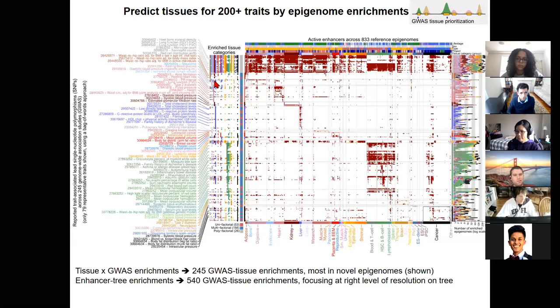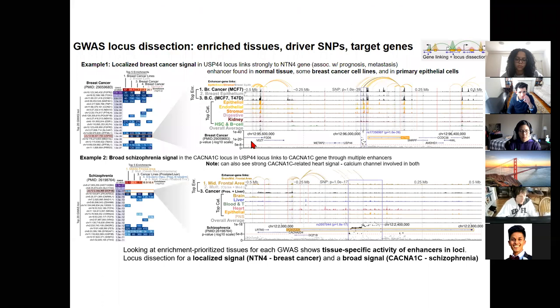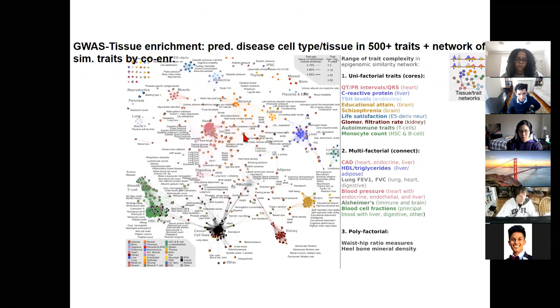But then you have this group of traits here, which are polyfactorial and multifactorial. So these traits are enriched in many, many different tissues. So what's going on here? Well, these traits are actually sitting in between these dense maps, suggesting that they're implicating many different tissues.